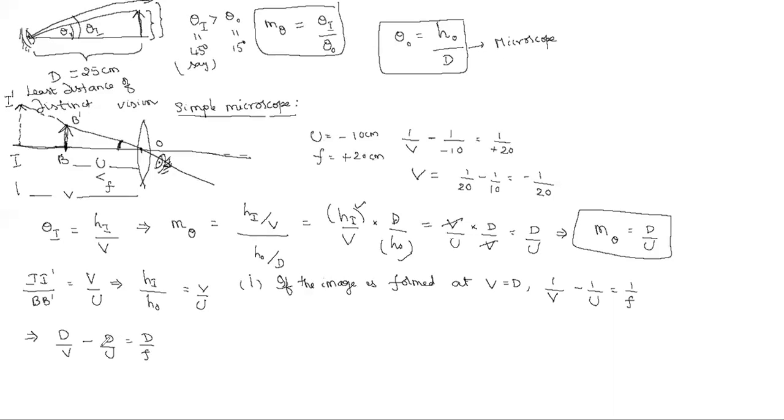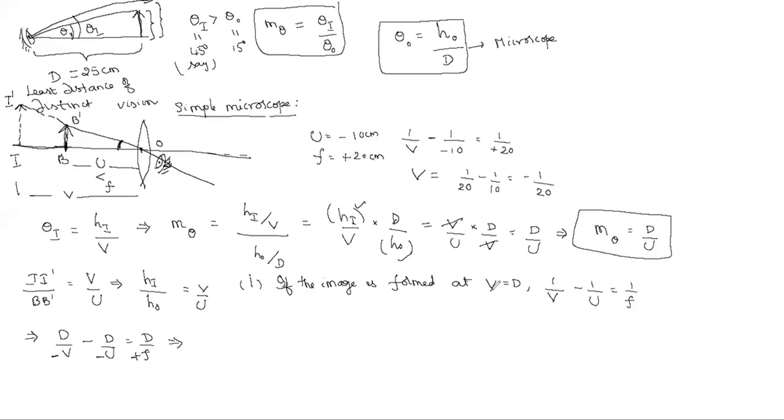Use the sign conventions now. U is negative, so it becomes D by V plus D by U is equal to D by F. The image is also formed on the same side, which means minus. This is also minus, but it is a convex lens, so focal length is positive. So all sign conventions are over. So this becomes minus 1.